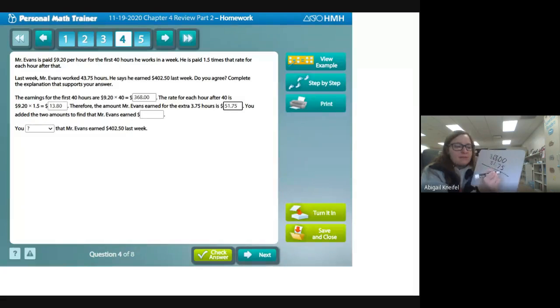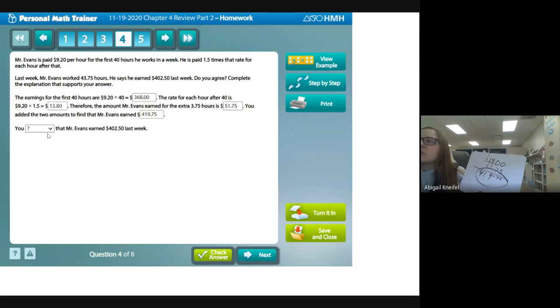0 plus 5. And remember, this is addition now, so I've lined up my decimals. 0 plus 5 is 5. 0 plus 7 is 7. Bring down my decimal. 8 plus 1 is 9. 6 plus 5 is 11. Carry my 1. 3 plus 1 is 4. So we have decided that he earned $419.75.